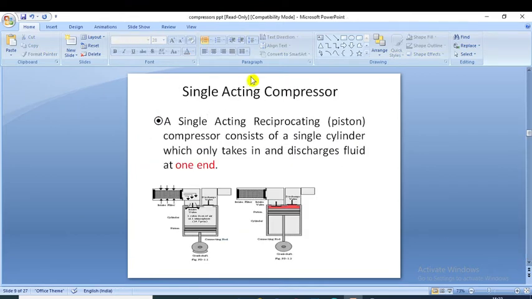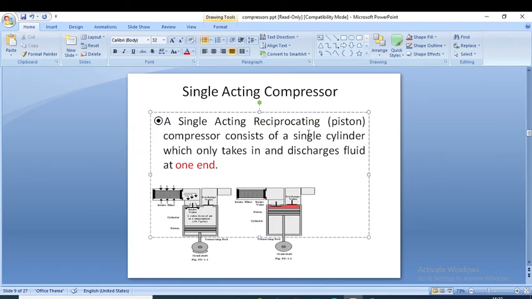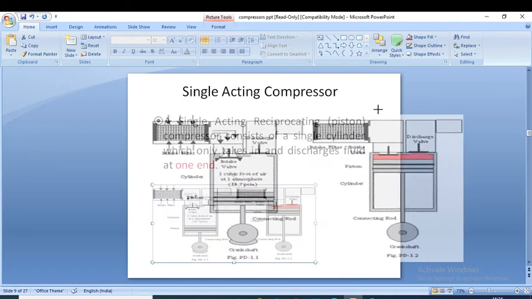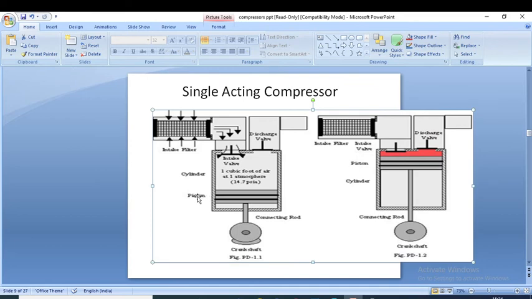So here you can see it is the single acting compressor. A single acting reciprocating piston compressor consists of a single cylinder which only takes in and discharges fluid at one end. You can see this is the piston here, and only on one side of this piston the fluid or air is operating. On the other side there is no presence of air. That's why the air is compressed by only one side of this piston, so we name it a single acting compressor.